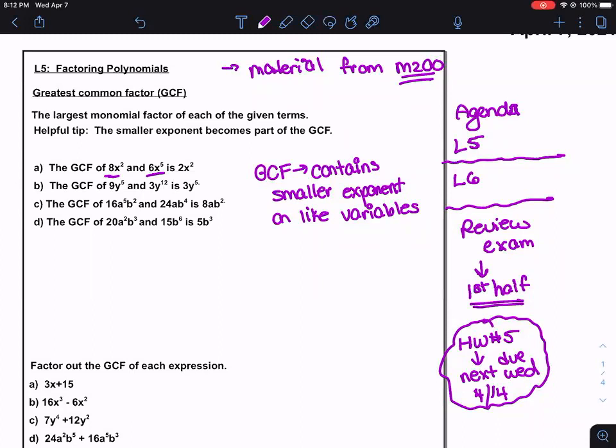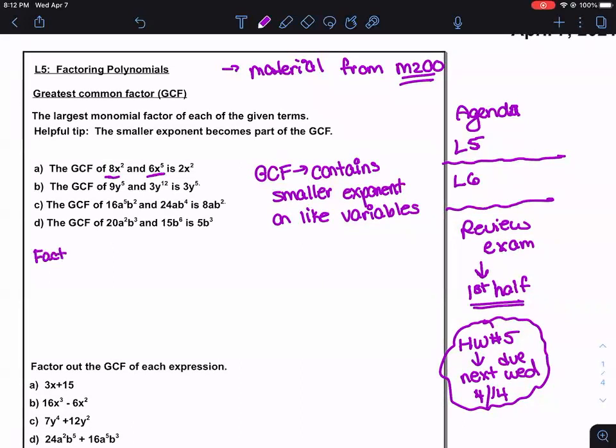Now, if I want to factor out the GCF, I am going to divide each term by the GCF. And I'm going to get into that in just a few moments. As a matter of fact, I have my notes ready to go so that I can show you guys in a few moments. So I'm not going to show it just yet.